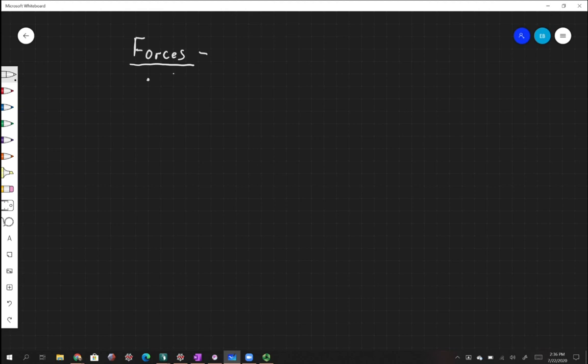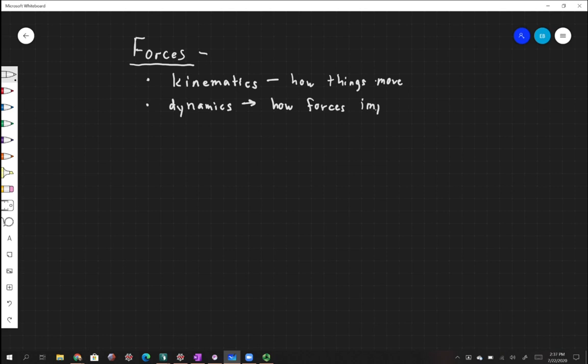So far, most of our time in physics has been spent studying something called kinematics. And kinematics is how we describe the way that things move. Now what we want to move into is something called dynamics. And in dynamics, we want to describe how forces impact motion. And to do this, we need to know what this word actually means. What is this word force?